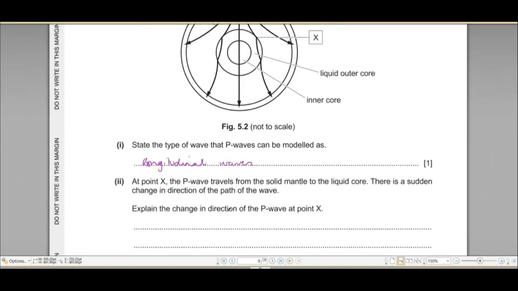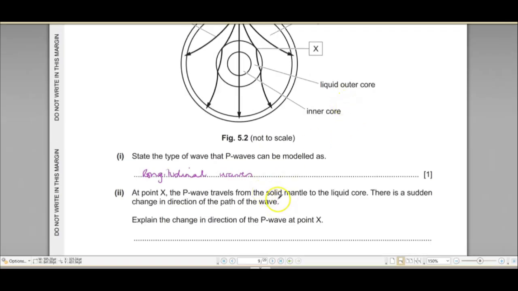Part 2, at point X, the P wave travels from the solid mantle to the liquid core. There is a sudden change in the direction of the path of the wave. Explain the change in the direction of the P wave at point X. Now, as it has traveled from solid to liquid core, this would be more dense and this would be less dense. So there is going to be a change in the speed of the wave. So a change in speed and moving from a more dense to a less dense medium gives rise to refraction.